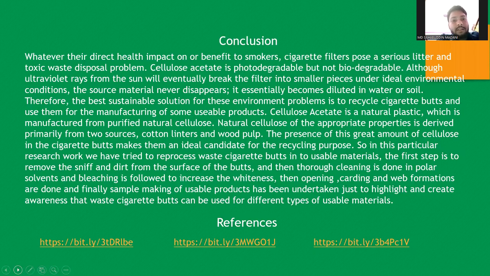Cellulose acetate is a natural plastic which is manufactured from purified natural cellulose. Natural cellulose of the appropriate properties is derived primarily from two sources: cotton linters and wood pulp.